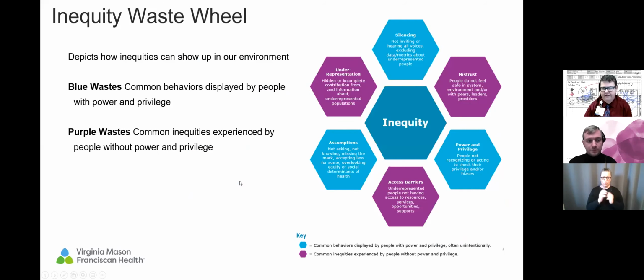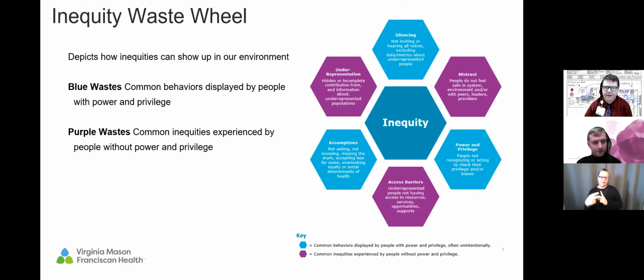One of my favorite creations was the inequity waste wheel. This can be used in any area to improve the visibility of inequities, including systemic racism, so that we can identify and tackle them. It's important to make them visible. We use it to assess processes, policies, and programs through the lens of equity.